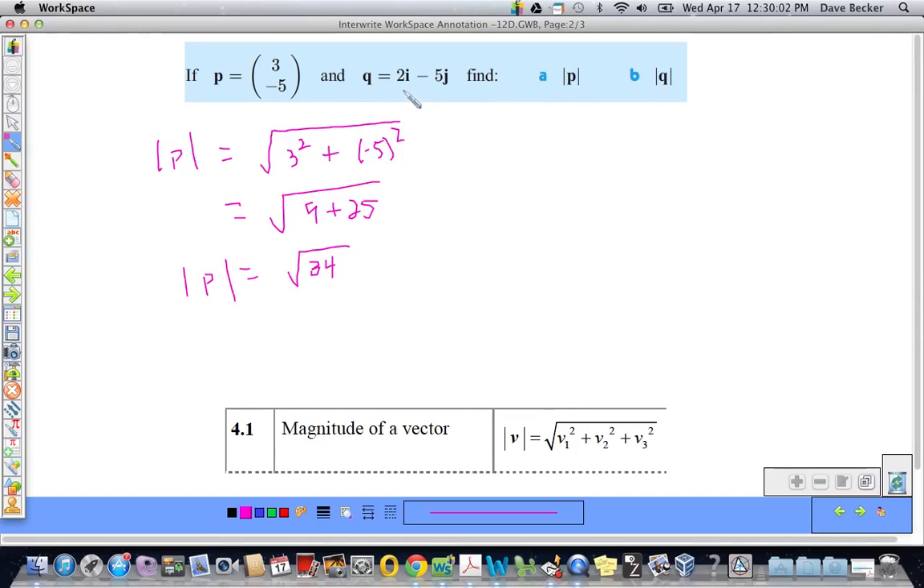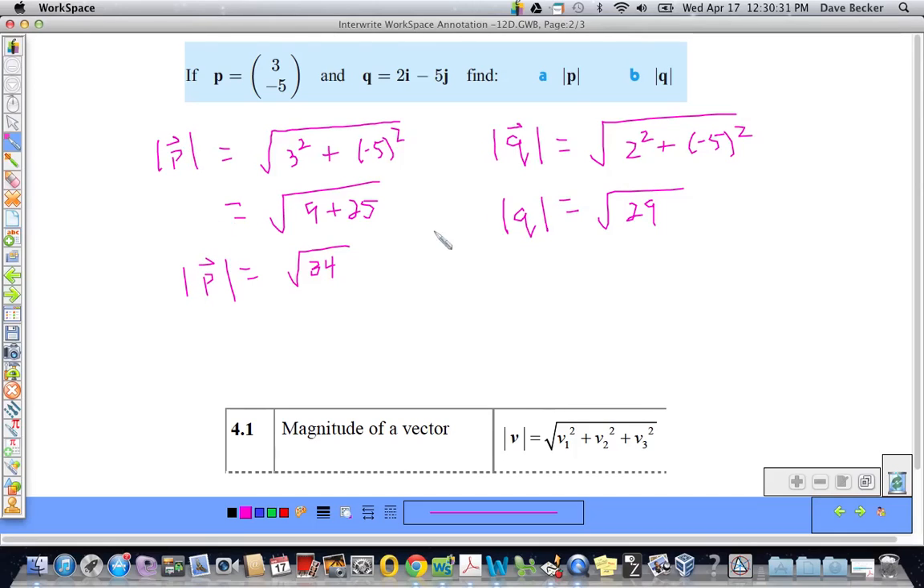No different here. My components are 2 and negative 5. We're just in unit vector form. So the magnitude of q is equal to the square root of 2 squared plus negative 5 squared. So that's the square root of 4 plus 25, or root 29. So the magnitude of vector q, I should have put vector signs over these, is equal to the square root of 29, and vector p is the square root of 34. Okay.